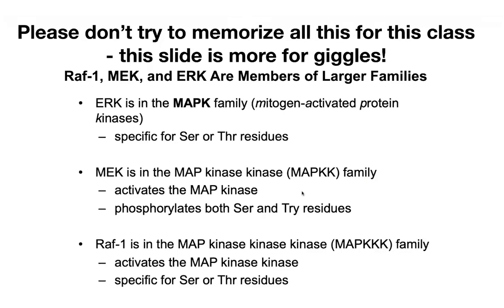But ERK was activated by, so if ERK is in this MAPK family, well, it was activated by MEK. And MEK is in the MAP kinase kinase family. So basically, it's a kinase that activates the MAP kinase. And so MEK is going to be in the MAPKK family. And then if we had a MAP kinase kinase that was activated by another kinase, well, that other kinase would be a MAP kinase kinase kinase. So RAF1 is in the MAPKKK family. And so basically, yeah, the naming can get complicated.